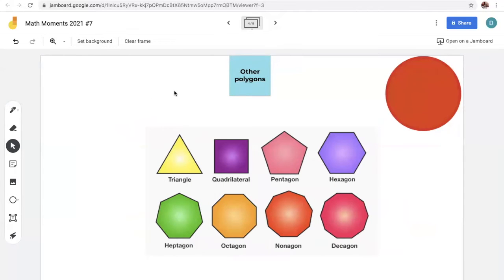Finally, we're going to look at some other polygons. And so this is before the break, finally. We already saw the triangle and the quadrilateral, which have 3 and 4 sides each. But we also have the pentagon, which has 5 sides, the hexagon, which has 6 sides, the heptagon, which has 7 sides, the octagon, which has 8 sides, the nonagon, which has 9 sides, and then the decagon, which has, you may have guessed it, 10 sides.